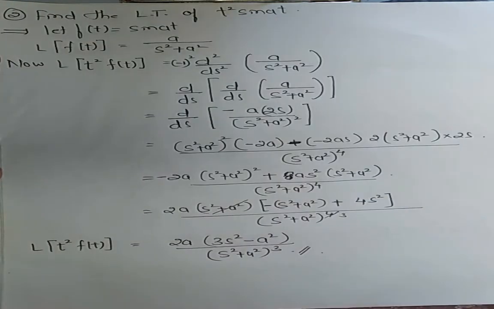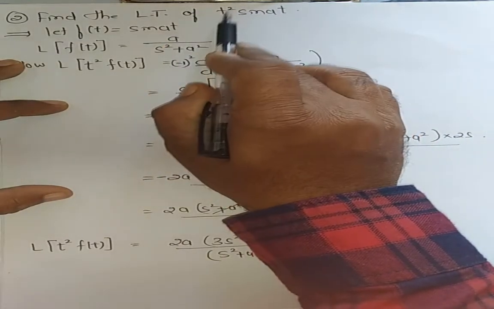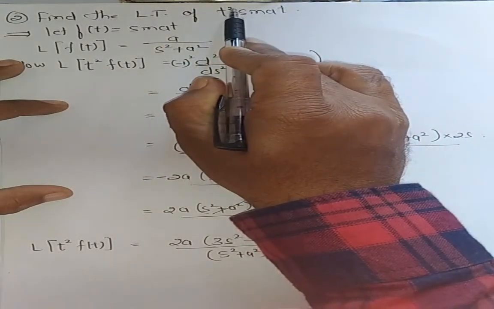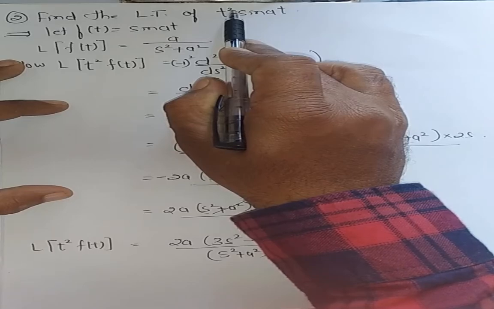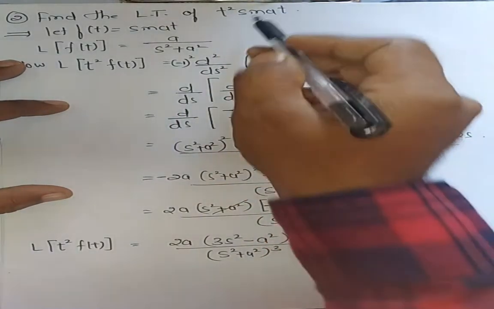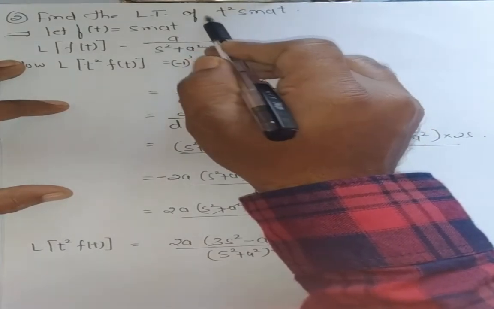Let us move to a slightly more difficult example: find the Laplace transform of t square sin at, where t has the power n equal to 2. If it has a higher power, you have to differentiate that number of times. If it is 2, you go for two differentiations. If it is 3, you go for three times. Now let us go for this example, t square sin at. You have to find the Laplace of this.